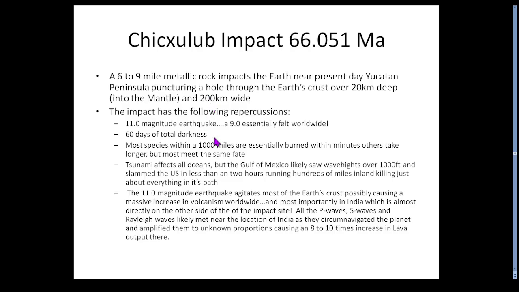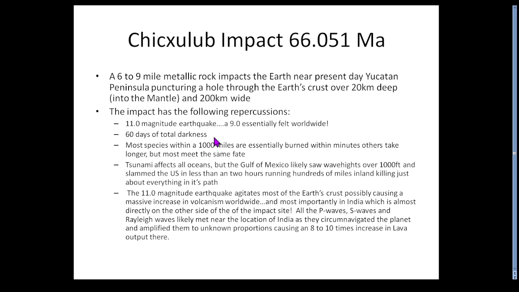All right, Chicxulub Impact, 66.051 MA, a 6 to 9 mile metallic rock impacts the Earth near present-day Yucatan Peninsula, puncturing a hole through the Earth's crust over 20 miles deep. It did not go into the mantle. That is, I got to take that out. It affected probably the mantle, but I don't believe it punched through it, and it was almost 200 kilometers wide.